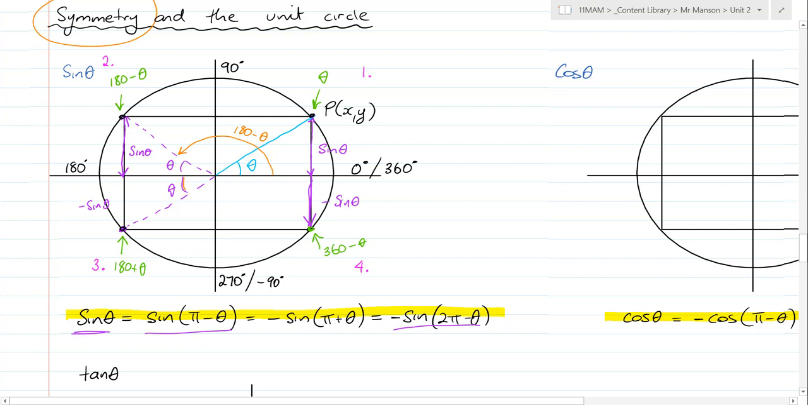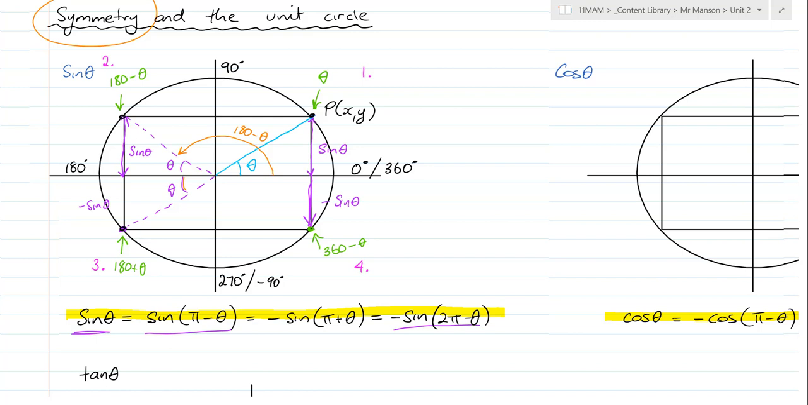Actually, what we get is that sine of theta is positive. Sine of 180 minus theta is also positive. Sine of 180 plus theta is negative, but the same as the other two. And sine of 360 minus theta is negative, but the same as the other two up here as well. And these two are exactly equal, which might come in handy at some point. There's your relationships.